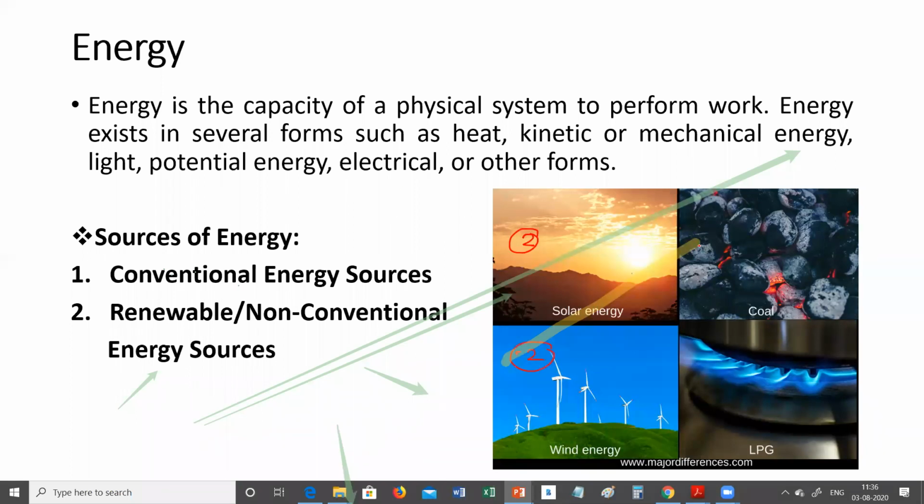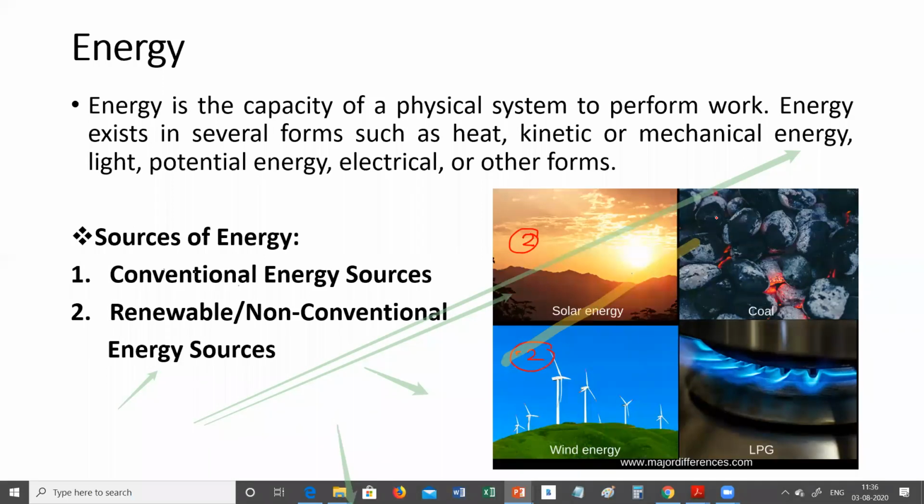After that, the coal. In the last 200 years, we know that the coal can be used to generate electricity.